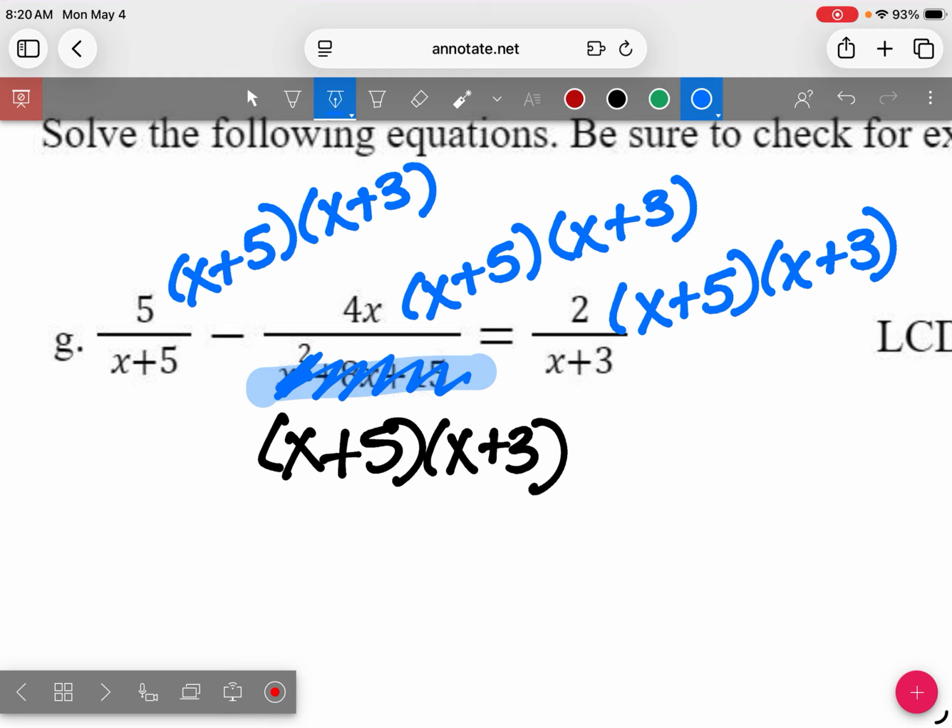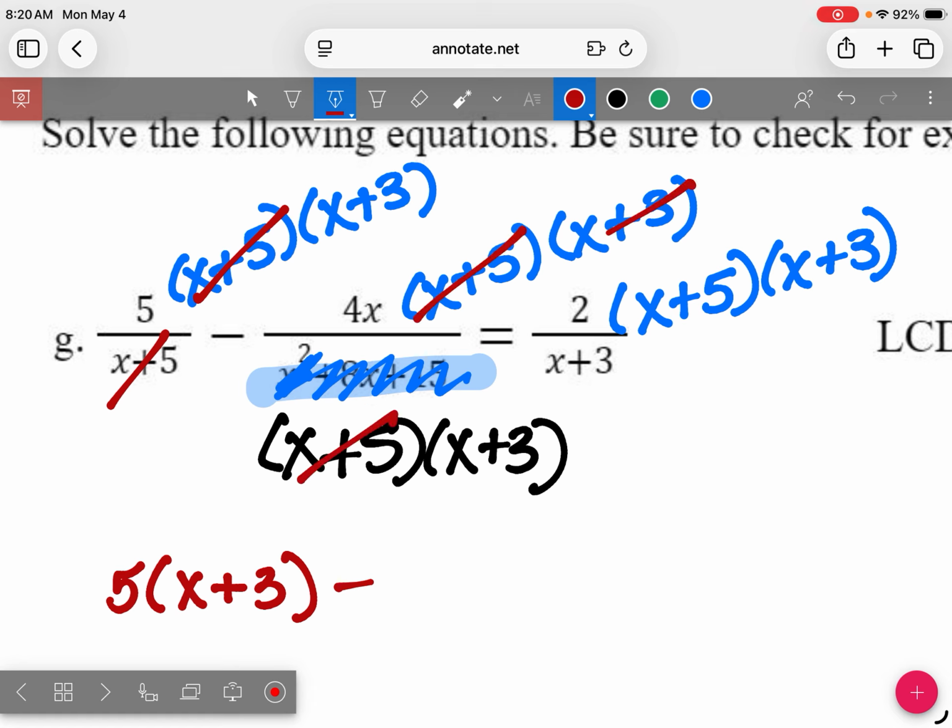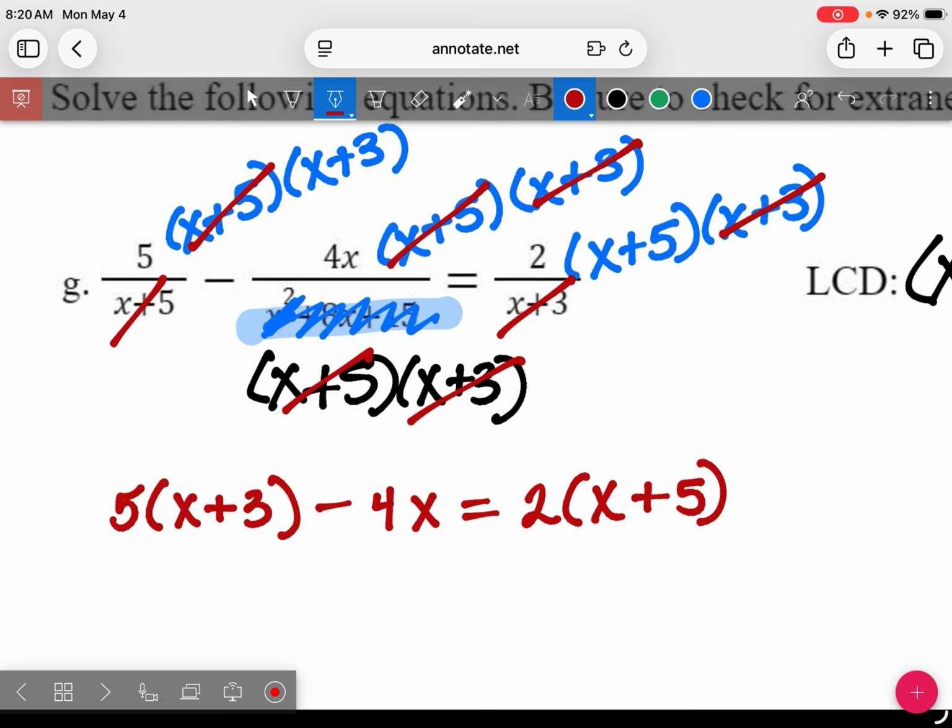Okay, so on the first fraction, we're going to cancel out x plus 5, bringing down a 5 and an x plus 3. Now pay attention that there is a minus sign here. So we're bringing that down. On the next fraction, they both go away. So all I have is a 4x equals, and on the end, the x plus 3 goes away. So now we're ready to distribute.